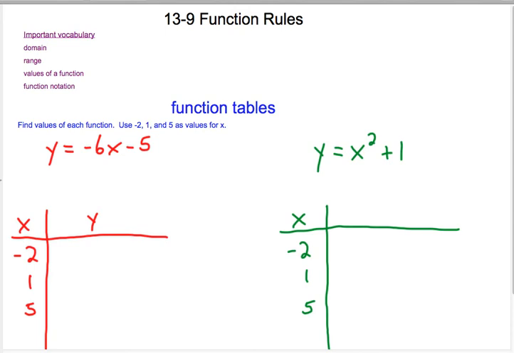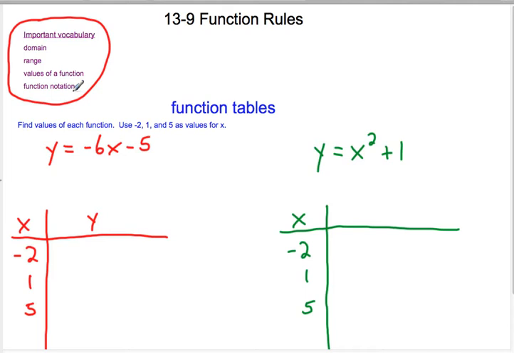Hello, in this video we're going to learn about function rules. Here's some important vocabulary that you'll need to pay attention to during the course of the lesson. Domain, range, values of a function, and function notation.